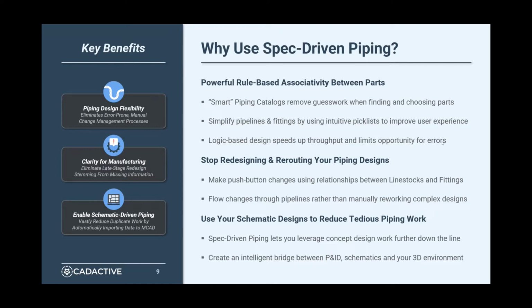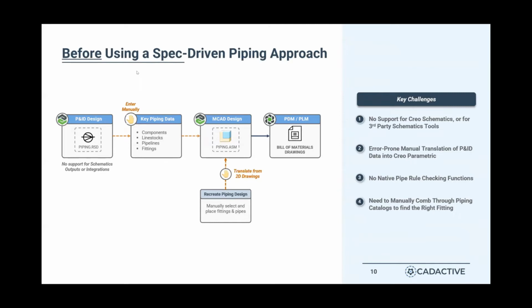So what does that mean for the process as a whole? This is what we see a lot of our customers doing today and how they design piping systems in Creo today. You may or may not have intelligence in your P&ID tool, in that you have metadata associated with the different components and pipes and fittings. But regardless, you're probably manually extracting key information and plugging it into Creo, either by just printing it out or putting the diagram side by side, but it's component by component.